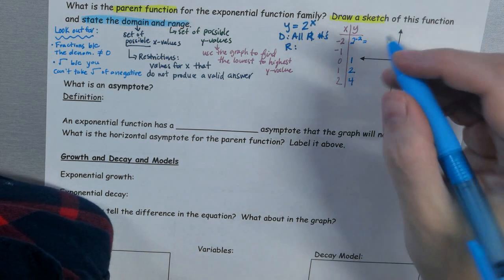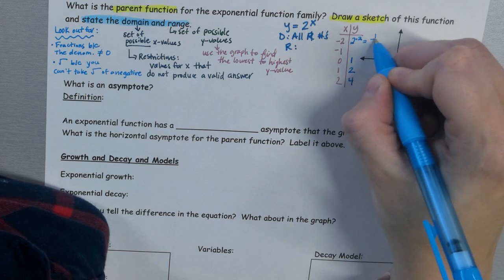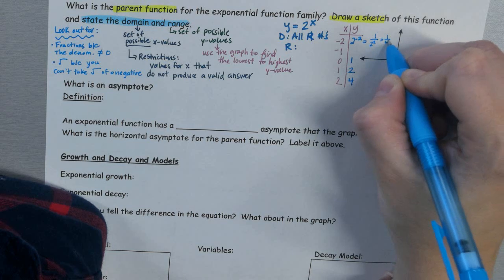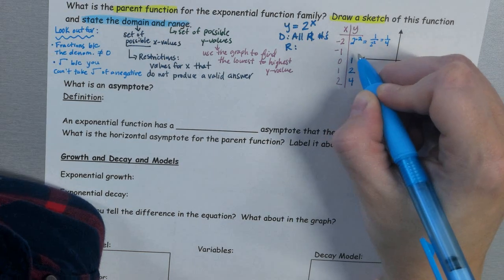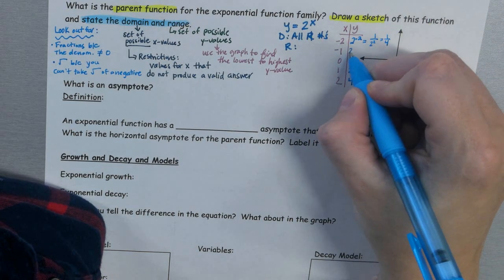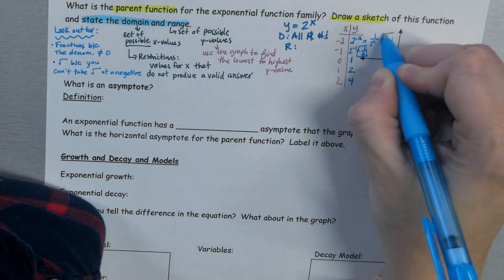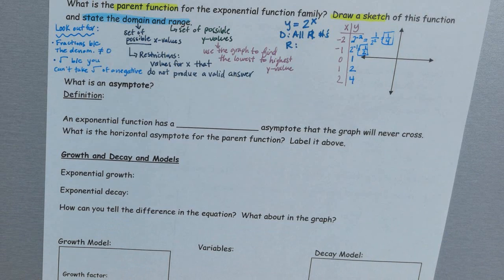Now for these, do you guys remember what happens with your negative exponents? It's a fraction. This becomes 1 over 2 squared, which is what? 1 over 4. So if it's -1, 2 to the -1 is 1 over 2. And it's okay that that went there. The graph isn't going to go there.